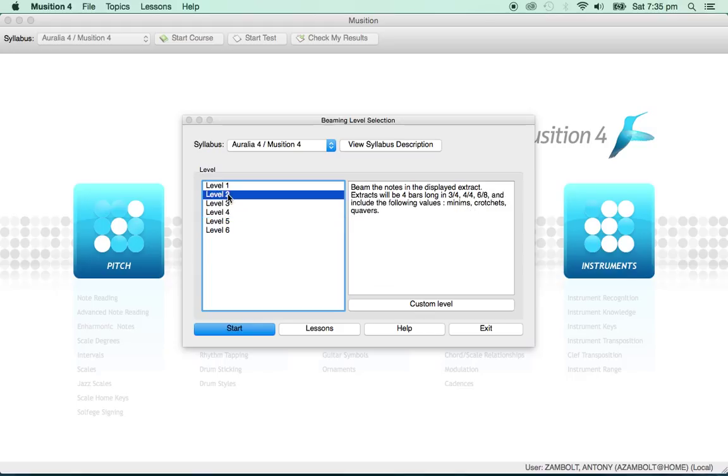So let's just check the time signatures. Yeah, so 3/4, 4/4 and 6/8. Now we're going to have 3/4, 4/4, 6/8, 9/8 and 12/8. Last time we only had minims, crotchets and quavers, so you didn't have to worry about beaming the quavers. Now you've got to worry about beaming the quavers, the semiquavers, dotted quavers and dotted crotchets. Dotted crotchets don't get beamed, but the quavers, semiquavers and dotted quavers make it a lot more complicated.